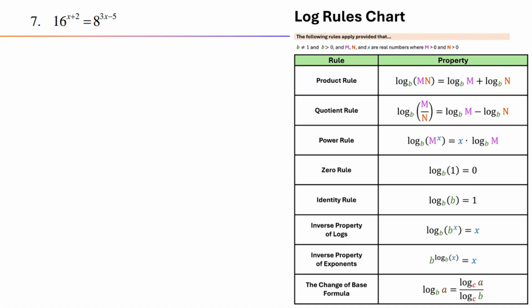On the right-hand side is the logarithm rule chart. So we have the product rule, quotient rule, power rule, zero rule, identity rule, inverse property of logs, inverse property of exponents, and the change of base formula.